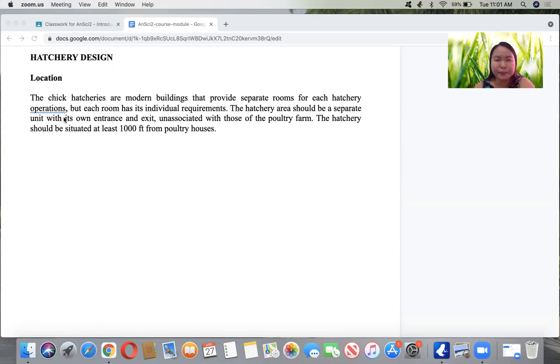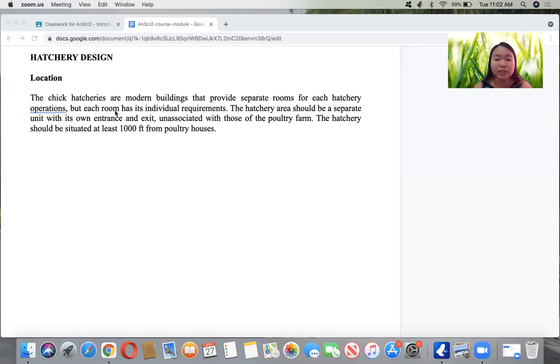What I showed you last time were more of the methods, even something made up of a box that you can work on as a starting point, a very simplified way to start. But in this hatchery, conventional modern buildings, each room has its individual requirements. So you will see later on in the video that I'm going to provide you.